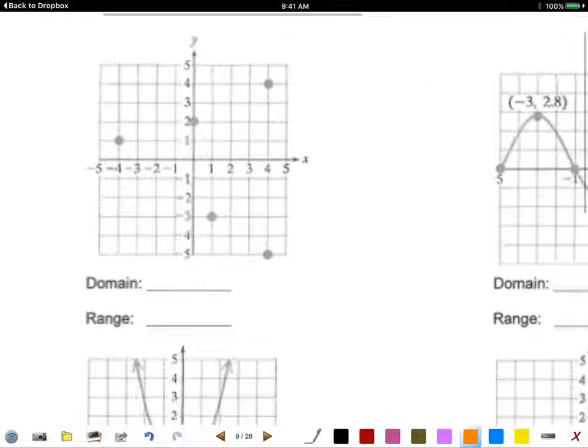Okay, look here. All right, so on this, we're not going to connect the points. What we're going to do is just list them. So to make it easier, let's go ahead and write what the ordered pair is.